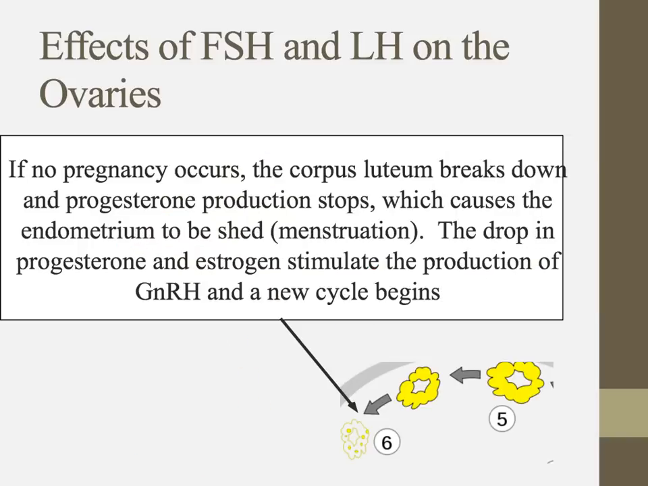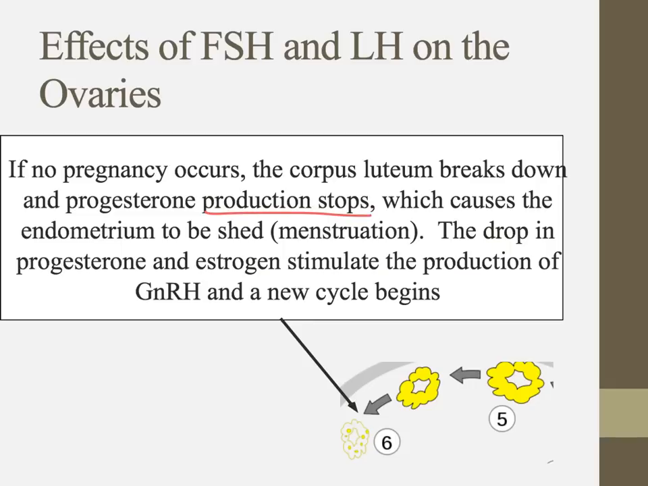Now, everything that happens next depends on if a pregnancy occurs. If that egg is fertilized by a sperm, a whole other ball of wax happens. If no pregnancy occurs, which is where we're going to take our discussion, then the corpus luteum is going to start to break down and degenerate. Because the corpus luteum was producing progesterone, if I don't have a corpus luteum, I'm not going to have any more progesterone.